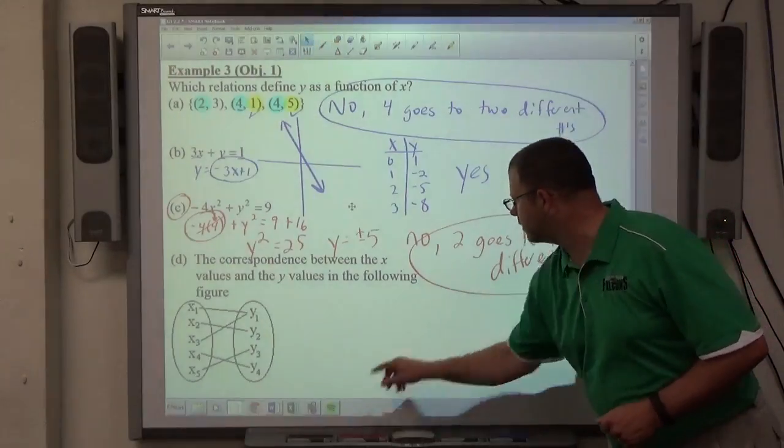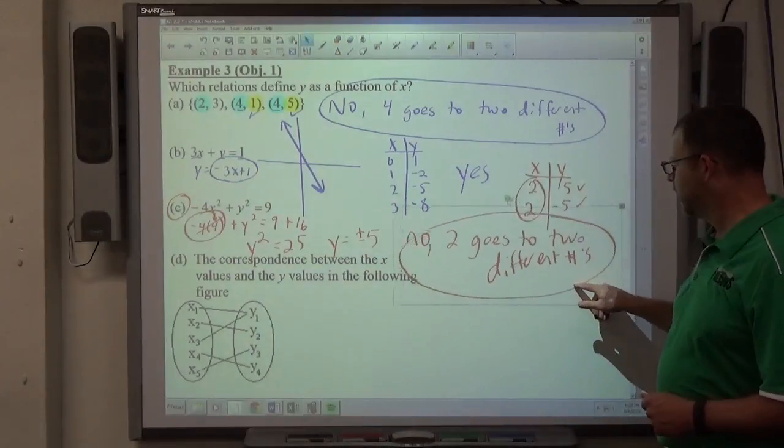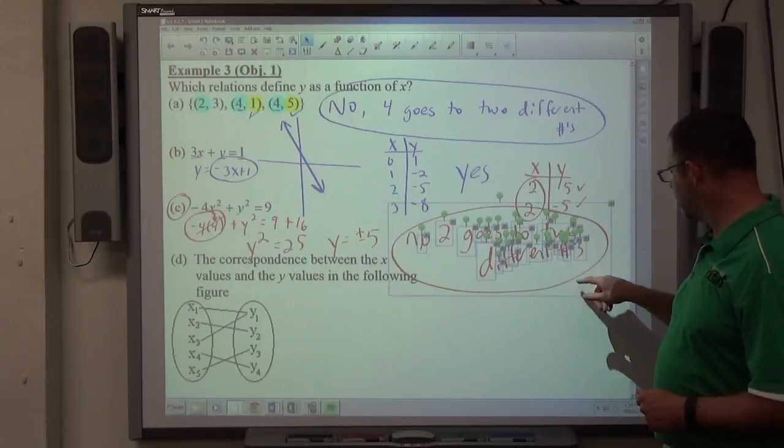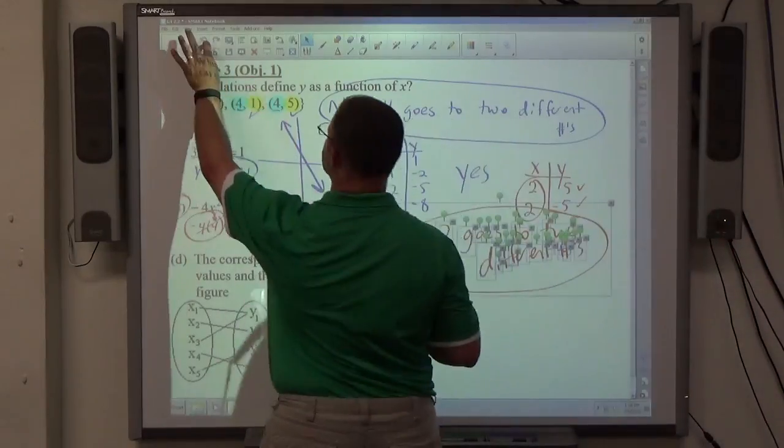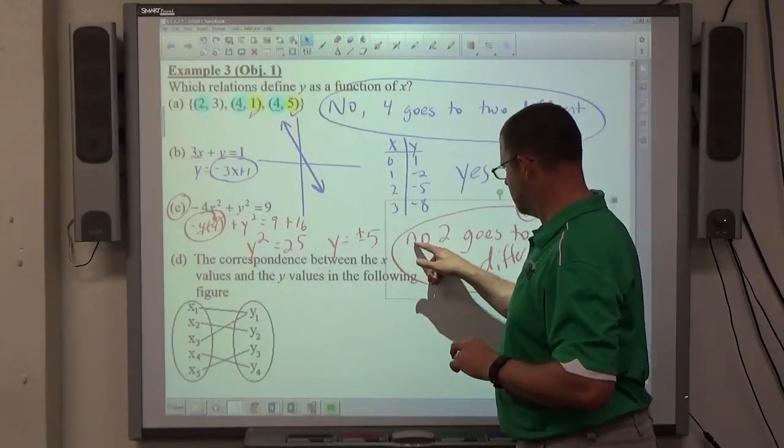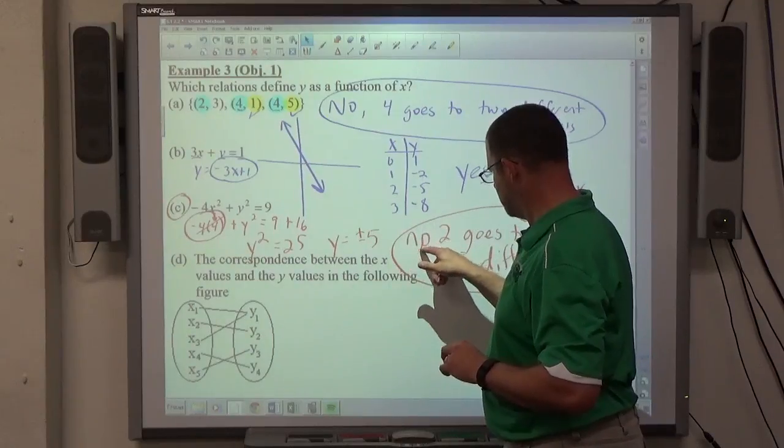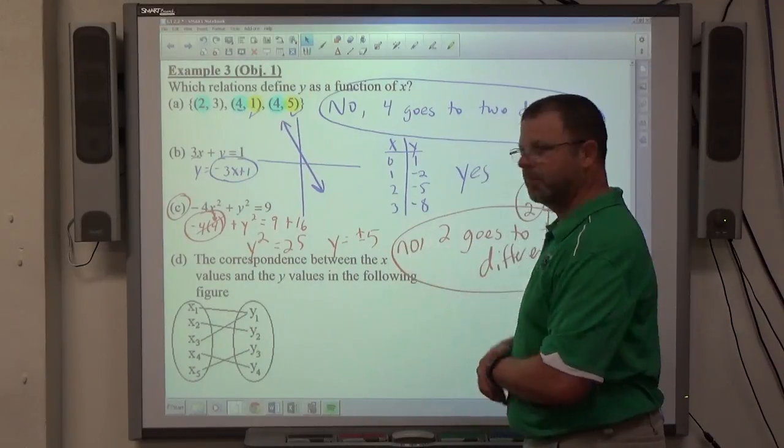Pretend I circled the no. Didn't make it better, did it? There.